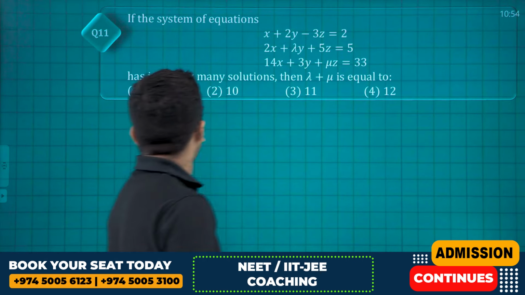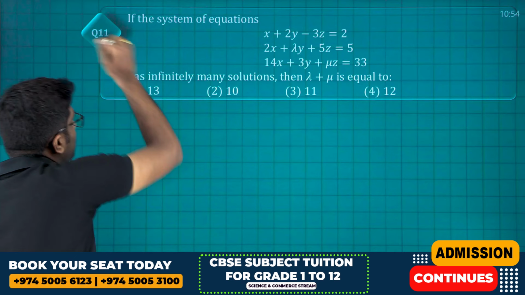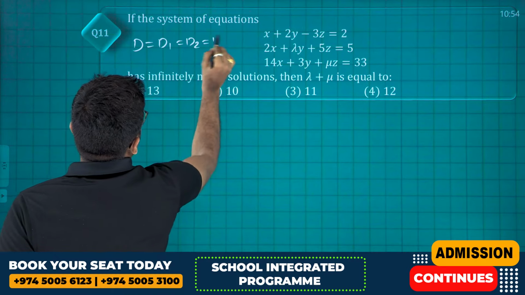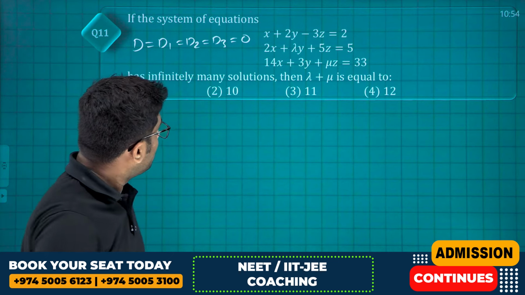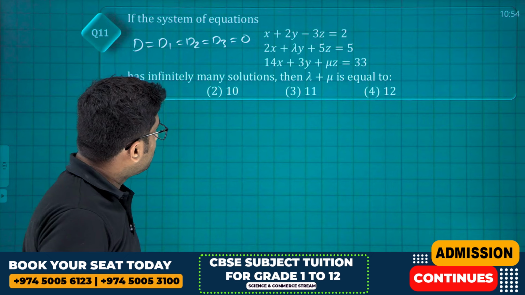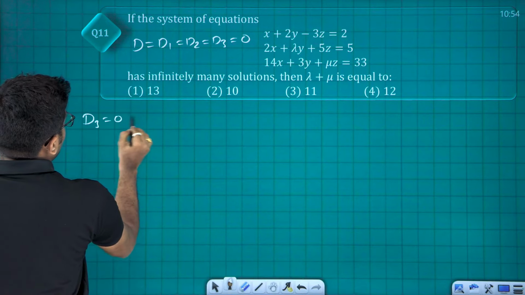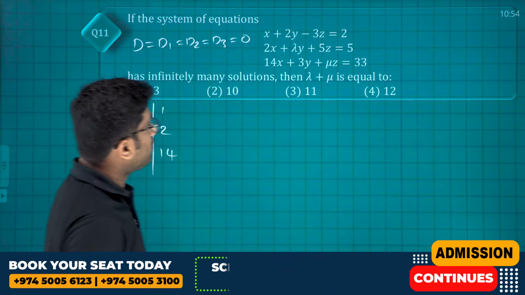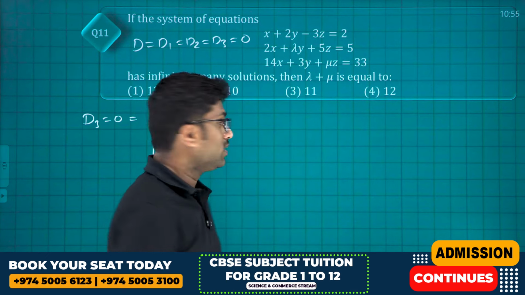If the system of equations has infinitely many solutions, infinitely many solutions means D equals D1 equals D2 equals D3 equals 0. That's it. So first we'll take D3 equal to 0. D3 is nothing but the determinant 1, 2, 14. Why did I take D3, friends? Because if I take capital D, you will get two unknowns, lambda and mu.